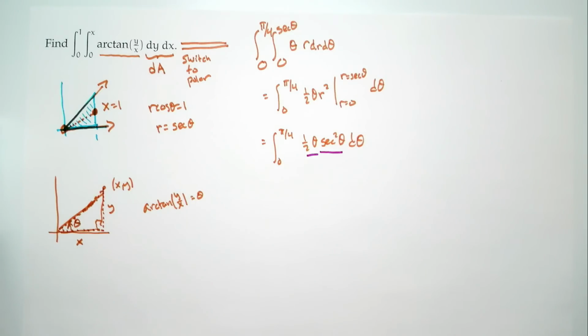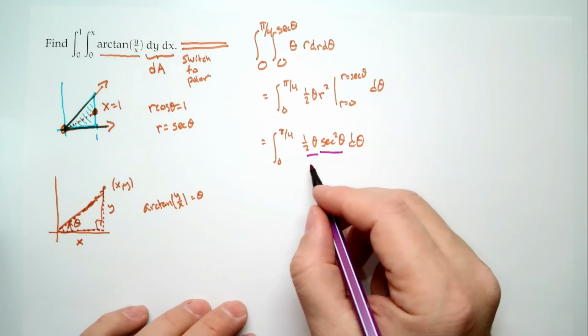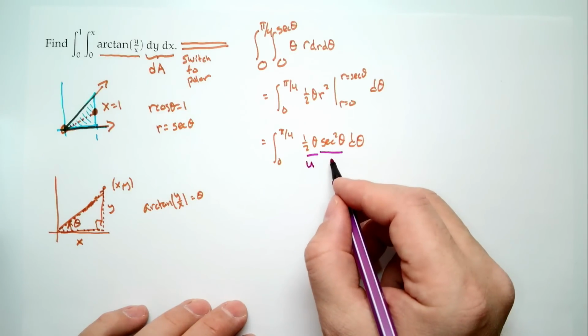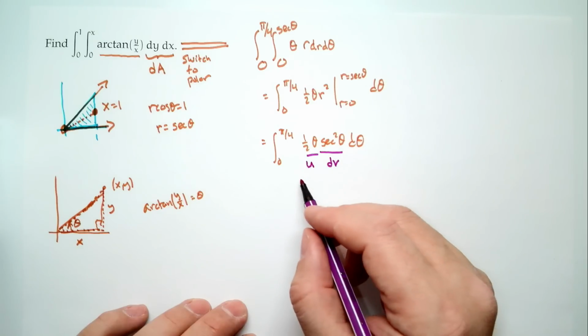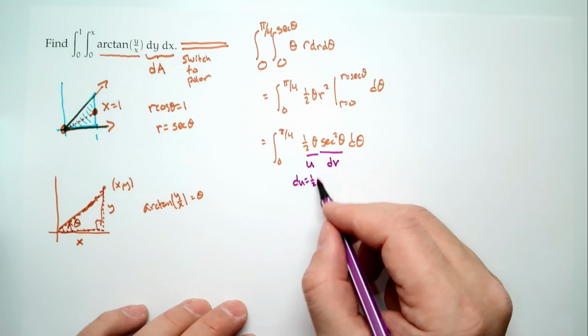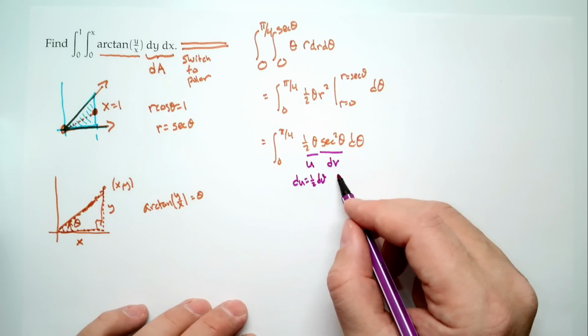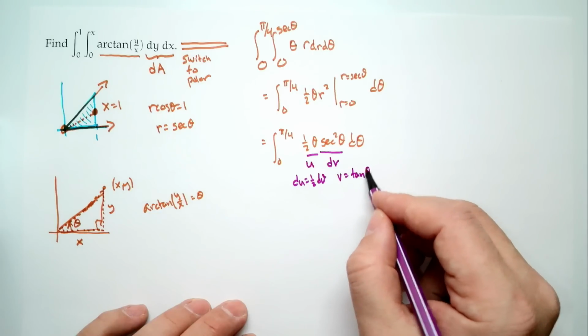So integration by parts says you want to integrate one and differentiate the other. Well, which one should we integrate? Which one should we differentiate? Integrate secant squared because that has a nice integral. And we also differentiate theta because the differentiation of theta gives us 1, which is very nice. So that tells us that we'll think of this 1/2 theta as our u, secant squared as our dv. du will become 1/2 d theta, and then v will become tangent theta.